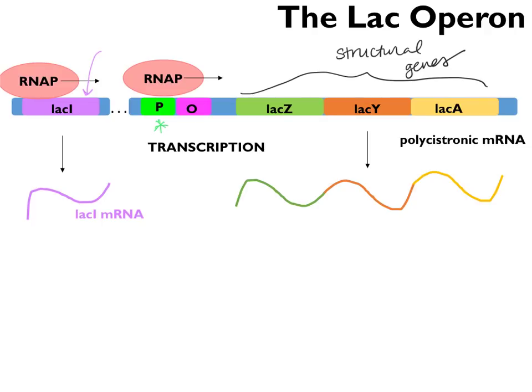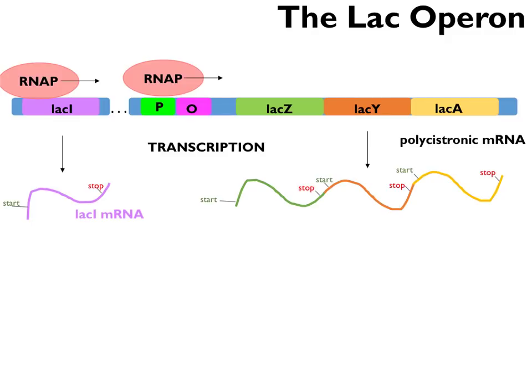If RNA polymerase transcribes the Lac Operon, we'll have a polycistronic mRNA where all of the information to produce LacZ, LacY, and LacA protein products is on that mRNA. So we've got a single mRNA, and for each of the specific genes, we have our own start and stop codons. But again, it's all on this one mRNA.